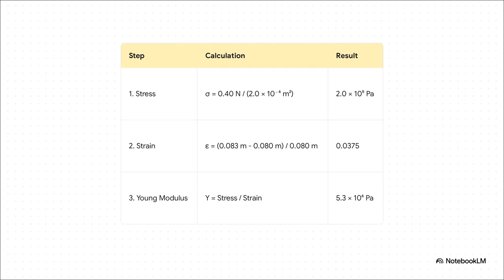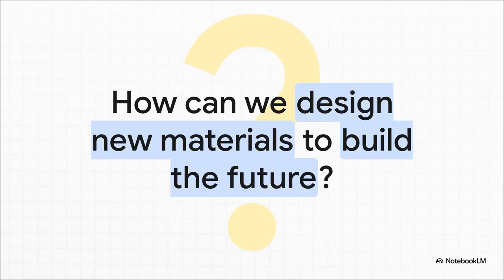Step 1, calculate your stress, force over area, watching those units. Step 2, find the strain, the fractional change in length. And for the grand finale, you divide the stress by the strain, and there it is, the Young's modulus for this elastic material. So there you have it.